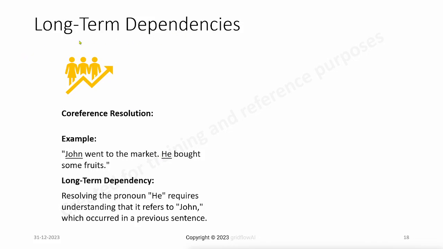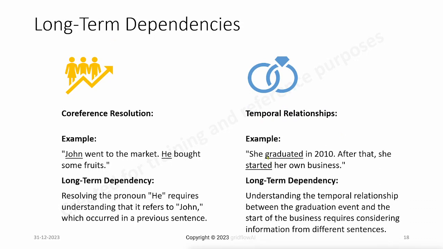So that would be a seriously difficult proposition when we deal with text data. Let's take a look at another example. "She graduated in 2010, and after that, she started her business." So here, graduation and starting a business again have relations in terms of time.